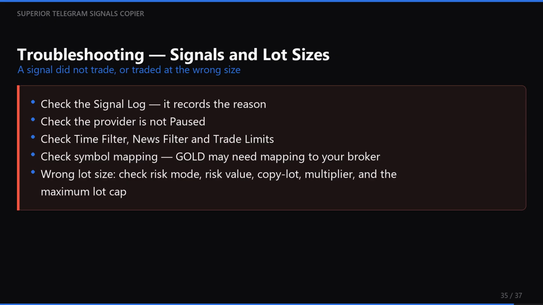If trades open at the wrong lot size, check the risk calculation mode and risk value, check whether copy lot size from signal and the signal lot multiplier are set the way you expect, and check that the maximum lot size is not capping the result lower than you intended.